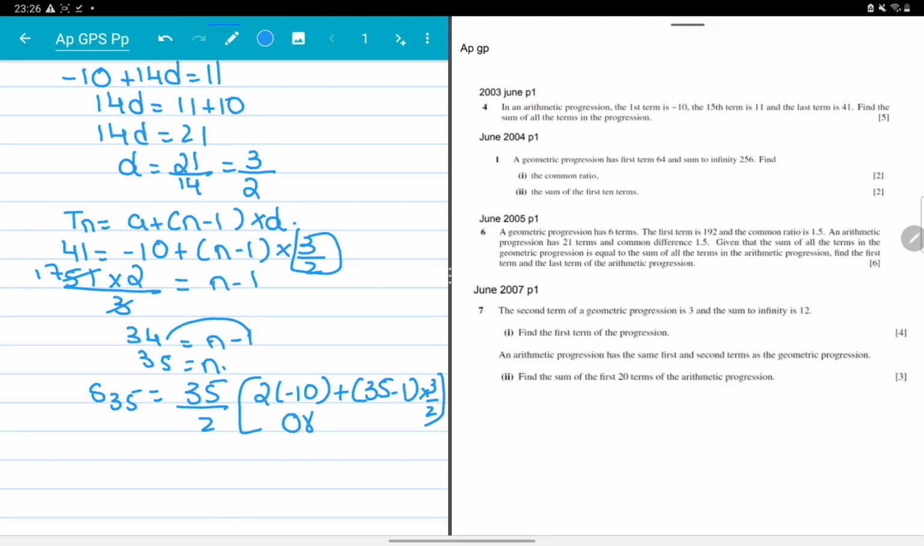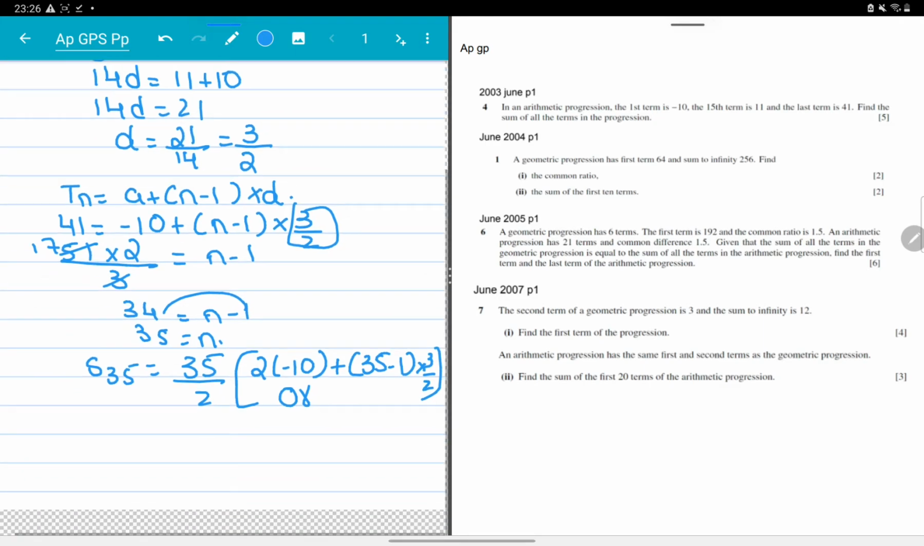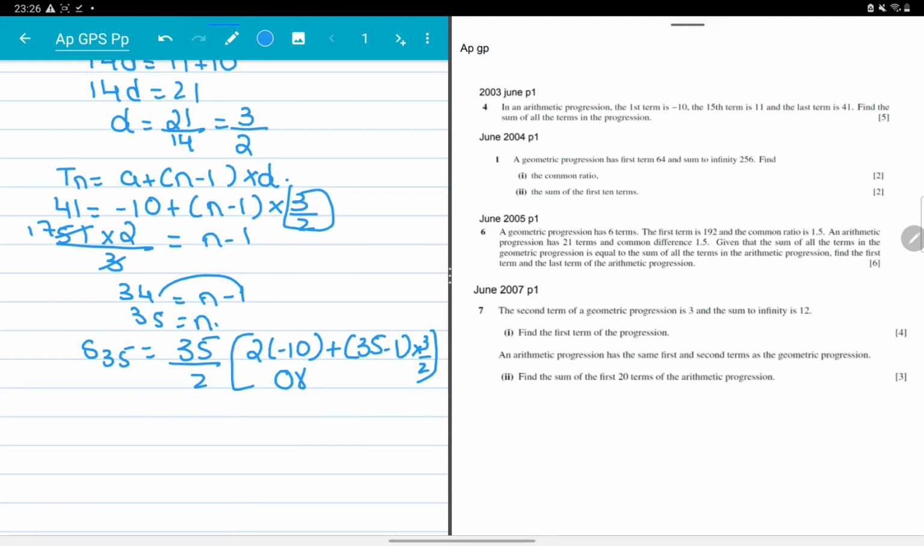Or what you can do, you can use the next formula which I have told you before in the lecture, that if you have the last term you can use the formula n over 2 times first plus last. So we can use that formula. So n over 2 times first term plus last term. So our final answer will be 542.5. This will be the sum of the AP. So we are done with the first question.